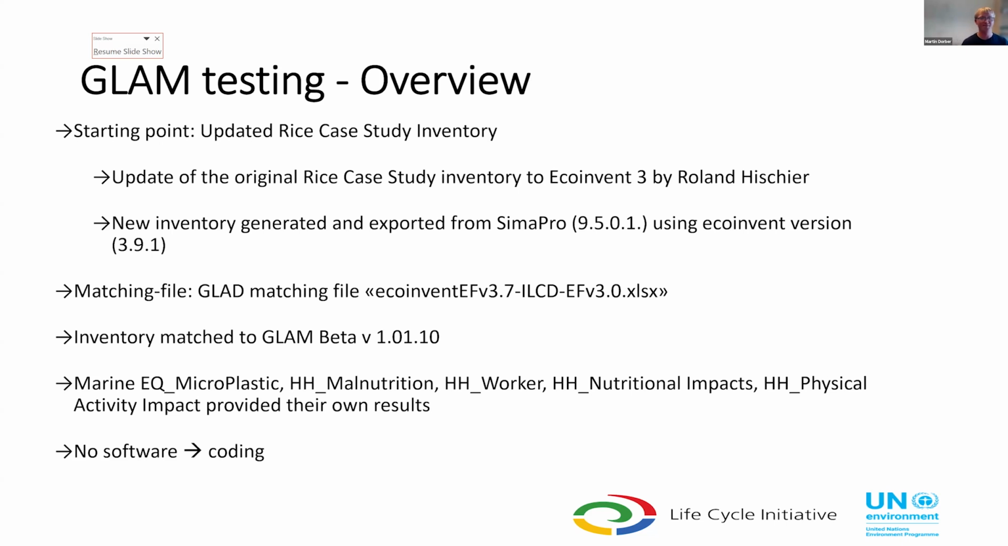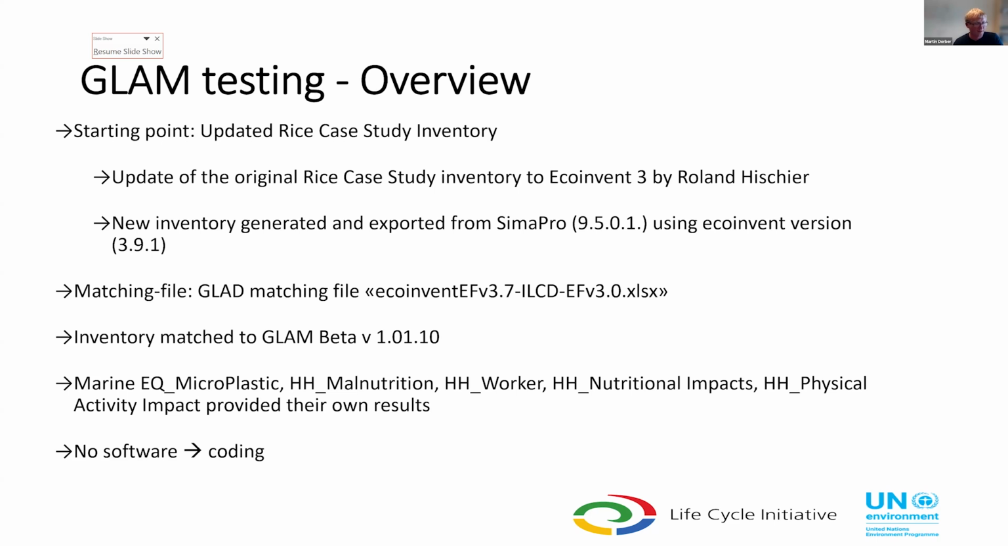This was done by Llorenç here, so thanks a lot for this. And what we got with this is a new inventory generated in SimaPro. And then we got all the inventory elementary flows out of this. And then it was really good to see that this GLAD matching file that I just presented, which is available, was really useful for doing this, so the matching could be performed with this. And then we used the characterization factors from the GLAM beta version to do the testing.